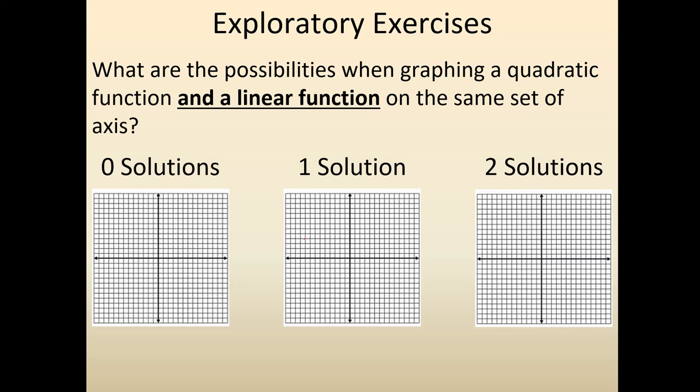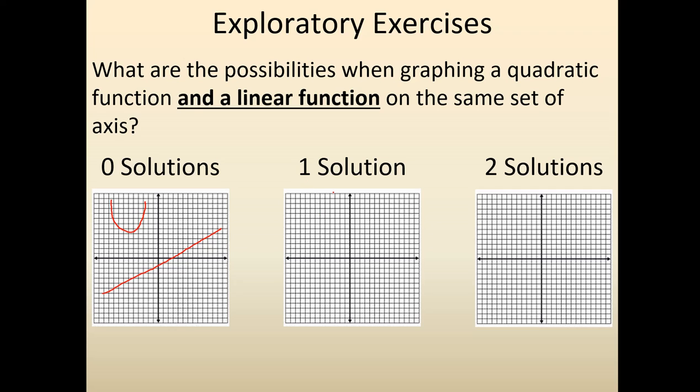So 0 solutions, if you recall, for a quadratic, that meant that it didn't cross the x-axis. But here, now that we're including this linear function, the solutions mean where they cross. So similar to that one, this means that they do not cross at all. So maybe you have a parabola that looks like this and a line that looks like that. They never get close to each other and they never cross. So this would be 0 solutions.